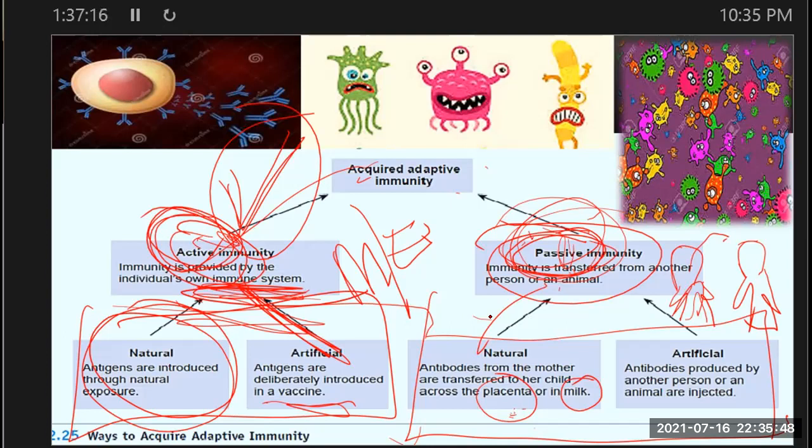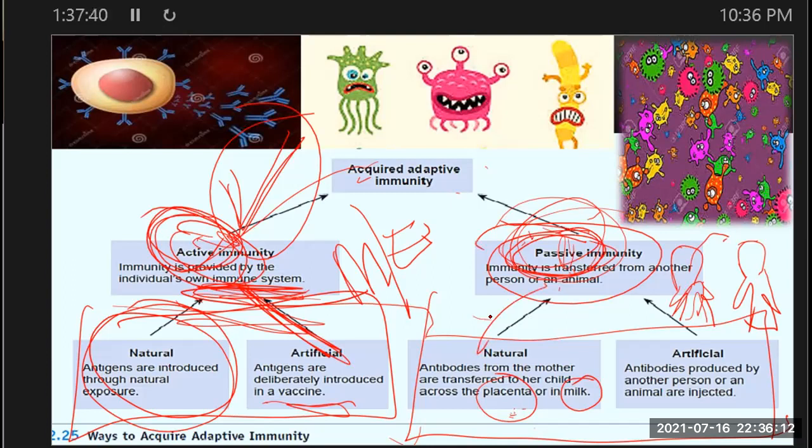Eventually, the antibodies are broken down and the baby must rely on his or her own immune system. So, if the mother nurses her baby, antibodies, IgA, in the mother's milk may also provide some protection for the baby. So, aside from placental transfer, there is also transfer through the breast milk. Next is passive artificial immunity.